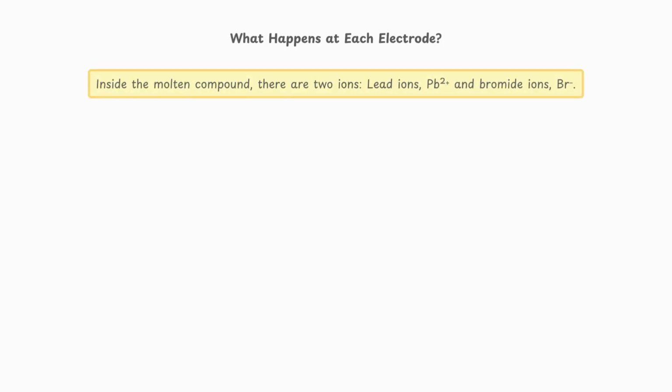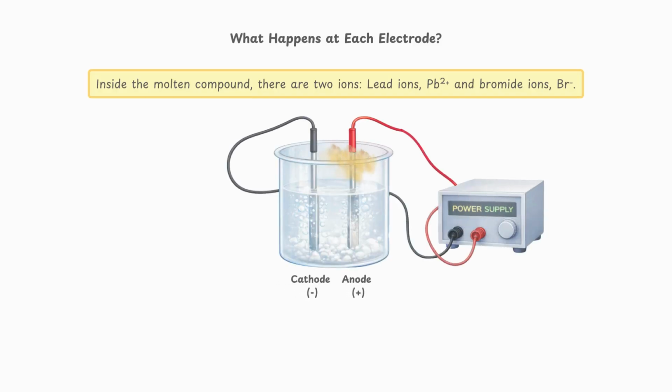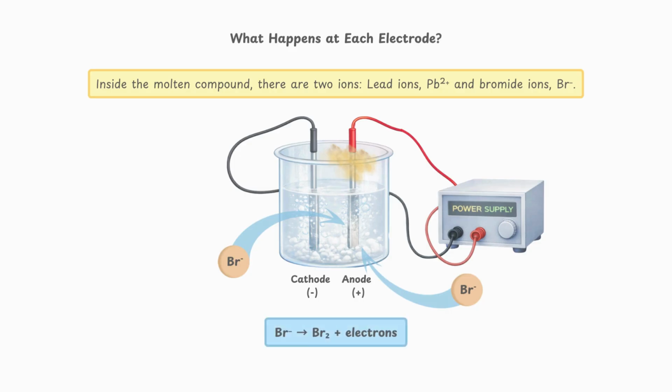Now let's look at what happens to the bromide ions at the anode. Inside the molten compound, there are bromide ions, bromide-1 negative. Because they are negatively charged, the bromide ions move towards the positive electrode, called the anode. At the anode, the bromide ions lose electrons. This process is called oxidation. The half equation is read as bromide-1 negative produces bromine plus electrons.